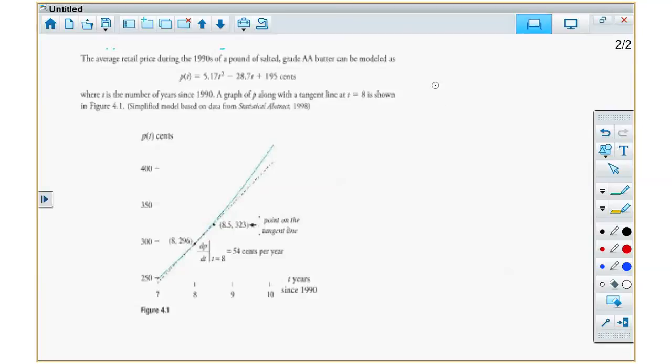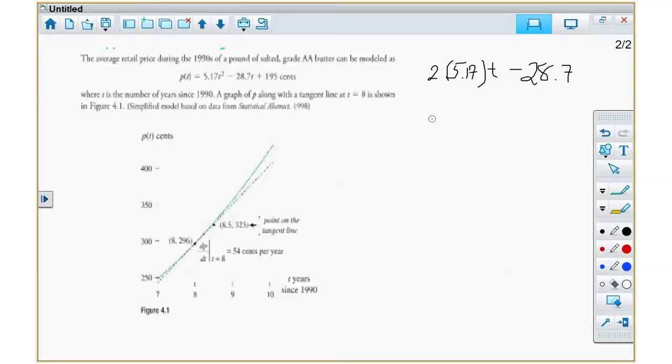Then you take the derivative, which would be 2 times 5.17 t minus 28.7. I hope you all did it. No yawning in class, please. 28.7. That's the derivative. So what do you get?